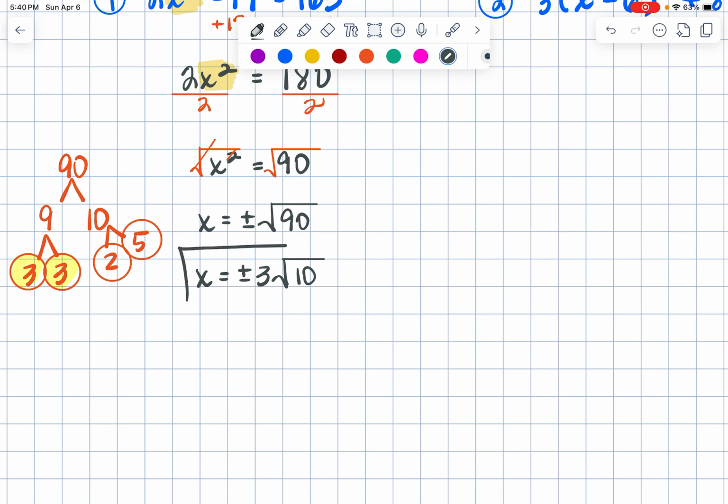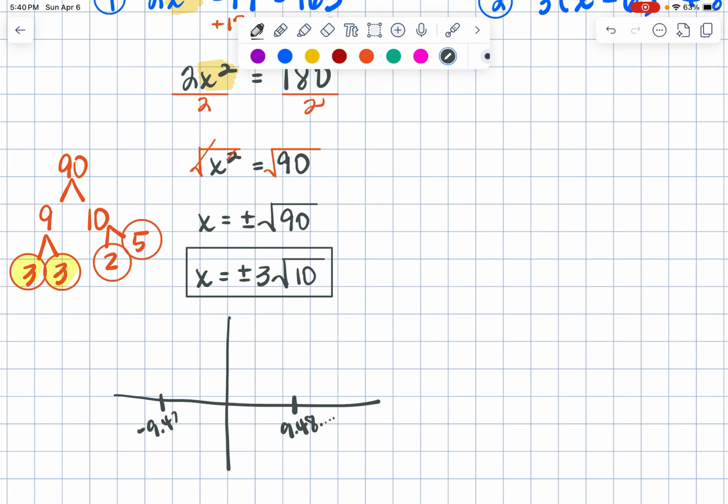And those are our 2 solutions for our quadratic. Now you can check it in Desmos if you want to, right? But if I go to my calculator and I type 3 root 10, I get 9.48, and the decimal goes on forever. And then I'm also going to get negative 9.48, and so on. So this parabola is going to look like this.